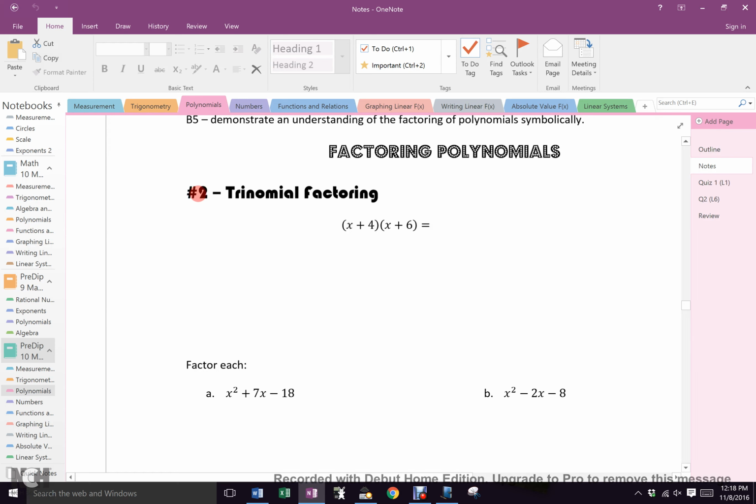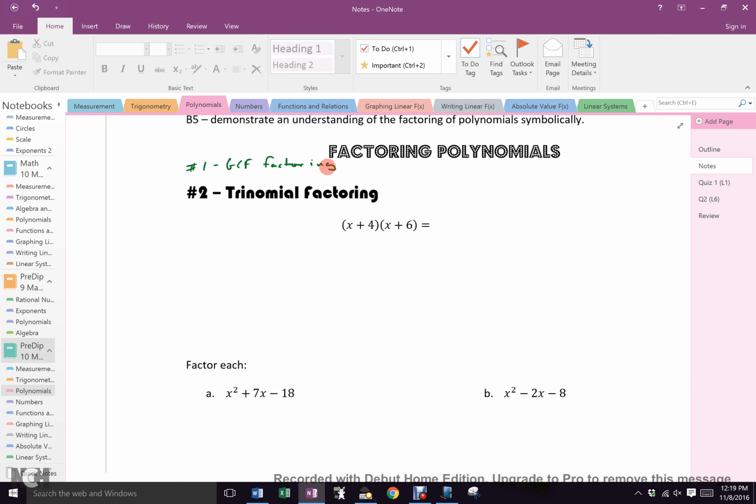Why have I labeled this one number 2? Because it's after number 1. And what is the first kind of factoring you should try? GCF factoring, which we have already talked about.